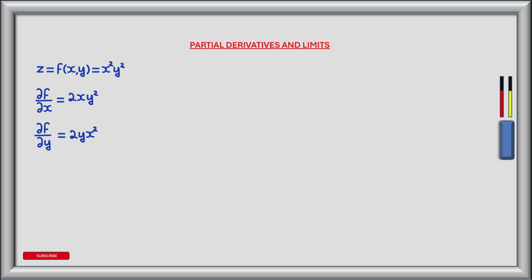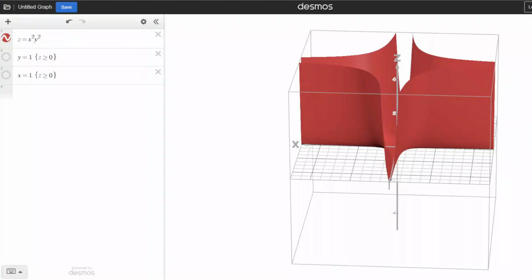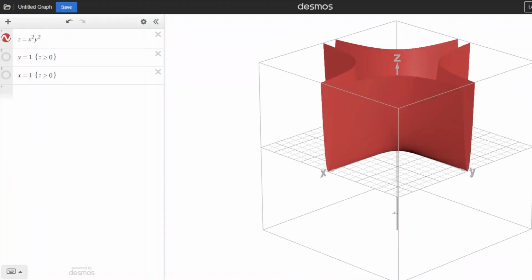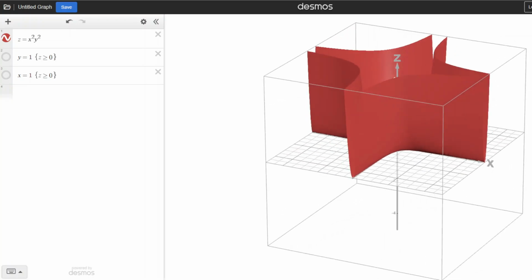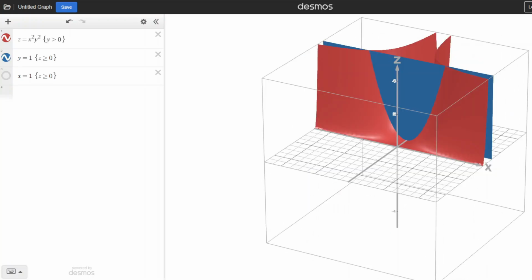Now let's take a look at this surface f of x, y when we plot it in 3 dimensions. So we have our function z equals x²y², which is represented by the surface shown in red. If I now fix a point on the y-axis, so let y equal 1, you can see we have a parabola formed in the xz plane. Using partial derivatives, we can calculate the gradient of the tangent to the parabola at the fixed point y equals 1 and in the x direction.